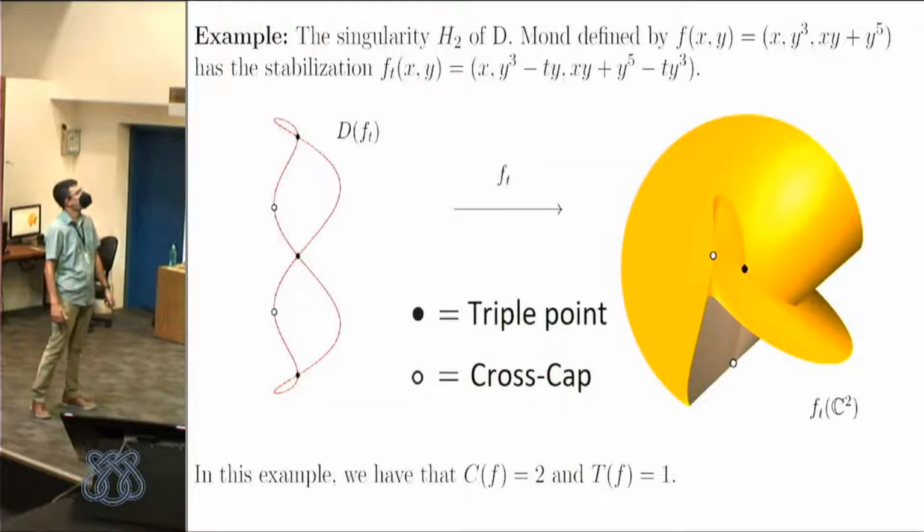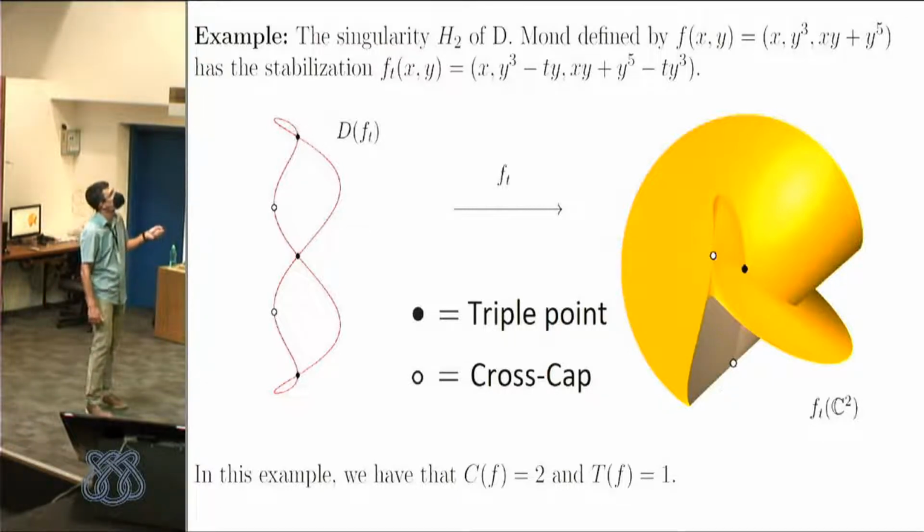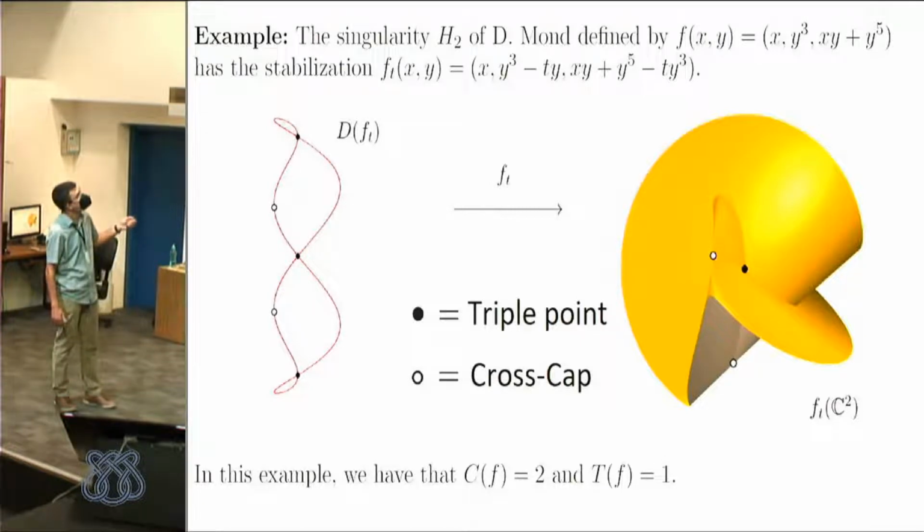Here's an example to illustrate this notion. Here's the singularity A2 of the mode, defined by this map, (x, y) goes to (y³, xy, x² + y⁵). And you can take the following stabilization. Here is the generic fiber. It's generic for t different from 0. It's the double point curve of this map for t different from 0.